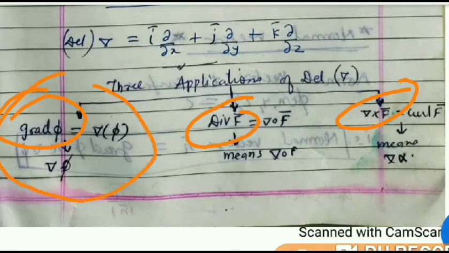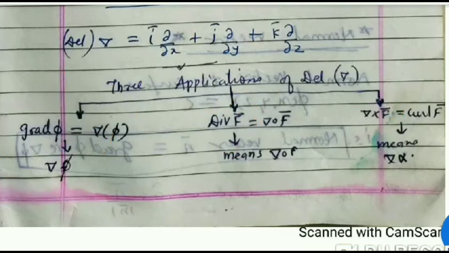So grad phi is a scalar quantity. Grad means del phi, grad means only del. And divergence of f bar: generally we take the gradient of a scalar point function, and we take the divergence and curl of a vector point function.